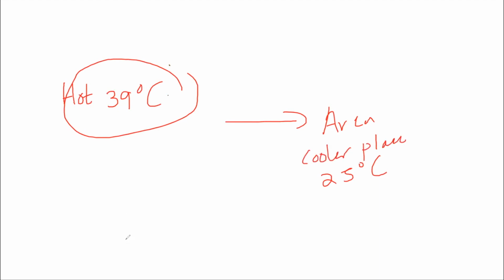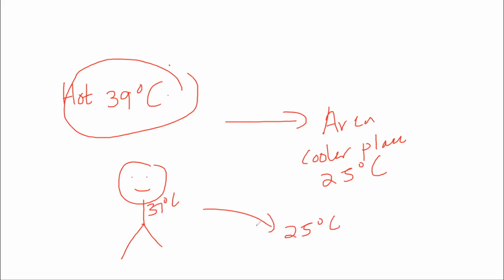Now, let me draw us. I'm not very good at drawing people. Our body temperature is 37 degrees. Room temperature is 25 degrees. The law of thermodynamics is we are 37 degrees, we are hot, and we will always lose heat to the cooler area, which is the environment, which is room temperature. And we always lose heat by radiation. And radiation is when heat is lost in the form of rays.